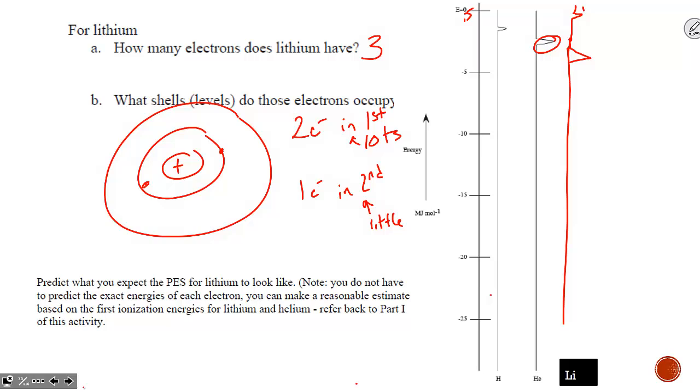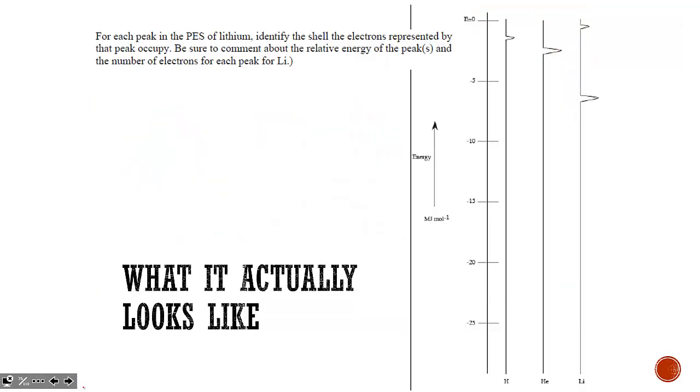A spike representing 1 electron, very easy to remove, and 2 electrons very close to the nucleus, which required lots of energy to remove. And sure enough, booyah, that's what we've got. For lithium, with its 3 protons, it has 3 electrons. 1 electron in its valence shell, the one on the outside, and 2 electrons as part of the core electrons.